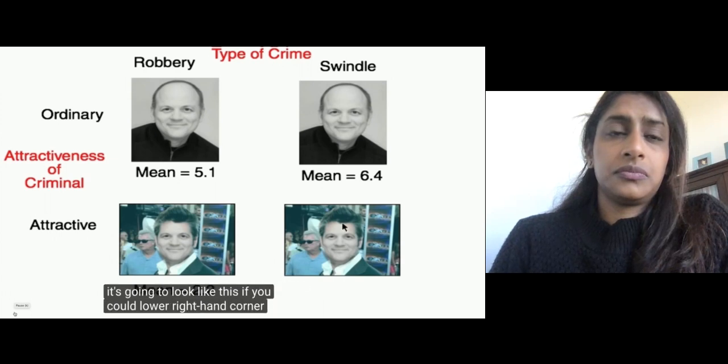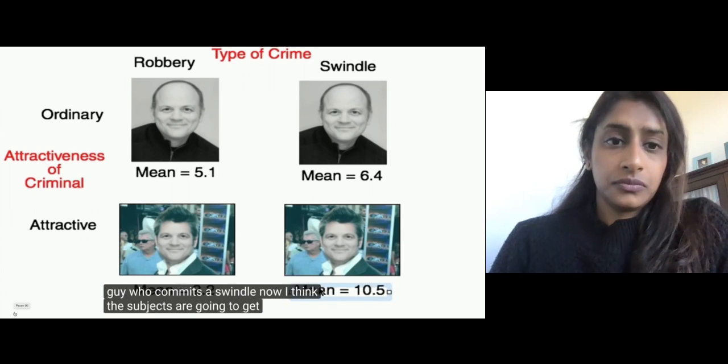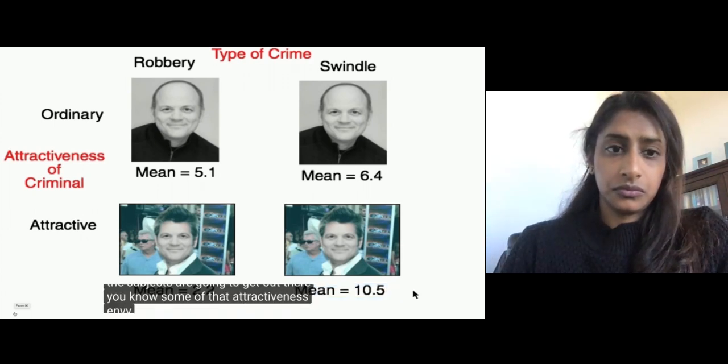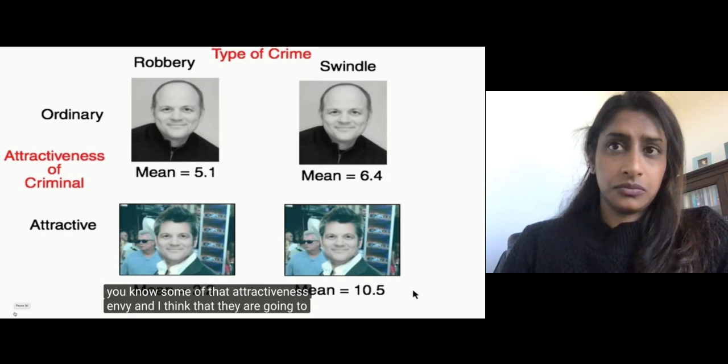If you lower right-hand corner, attractive guy who commits a swindle. Now I think the subjects are going to get out there some of that attractiveness envy, and I think that they are going to give that person the longest amount of time in jail, 10 and a half months. All right, so more conditions. We got more data here.